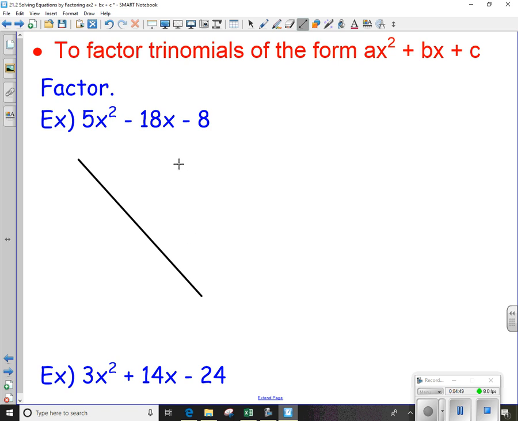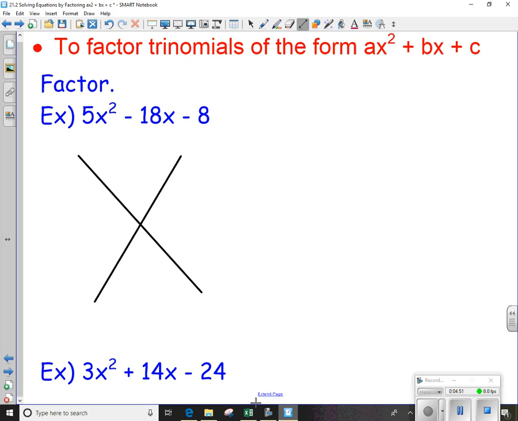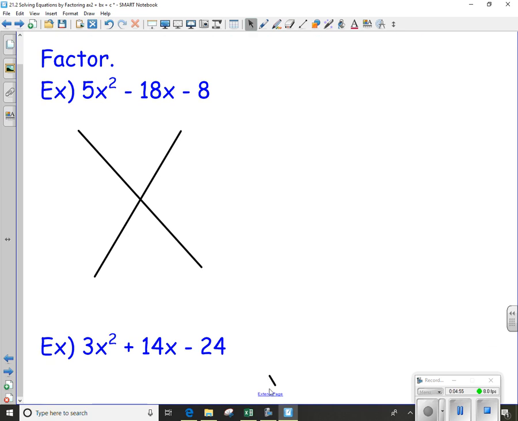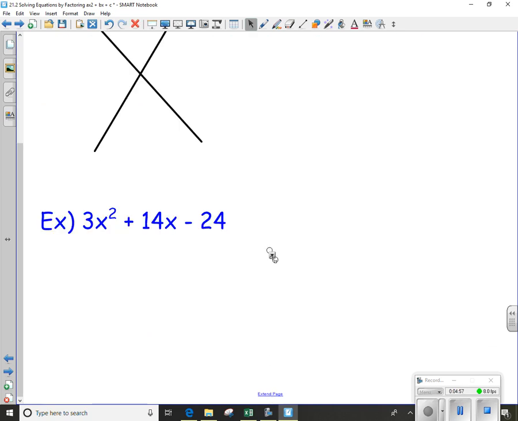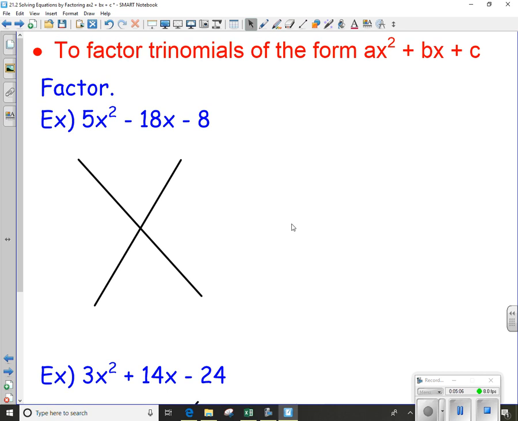So take a minute, try these two on your own. Go ahead and put the x in both of them. Again, take a minute, try both of these on your own, pause the video, and see if you get the right answer. If you have questions, please ask.